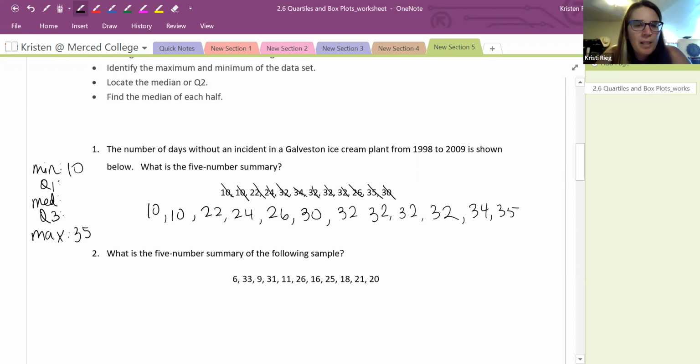Okay, next up, it says to find the median or Q2. So how many do I have? I have 1, 2, 3, 4, 5, 6, 7, 8, 9, 10, 11, 12. So I'm going to go similar to the last one: 6 on each side. 1, 2, 3, 4, 5, 6. So that puts my median halfway between 30 and 32, which is 31.